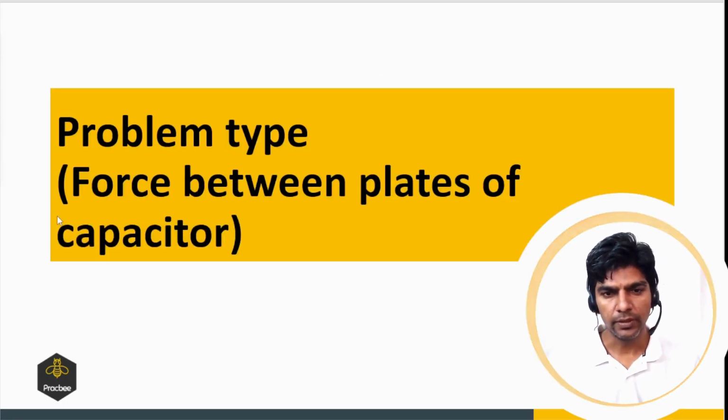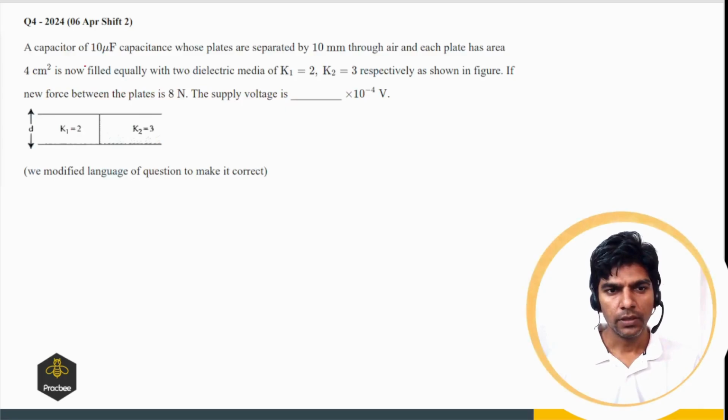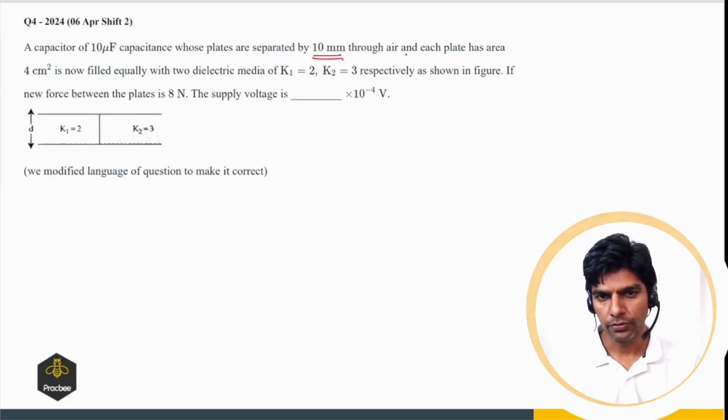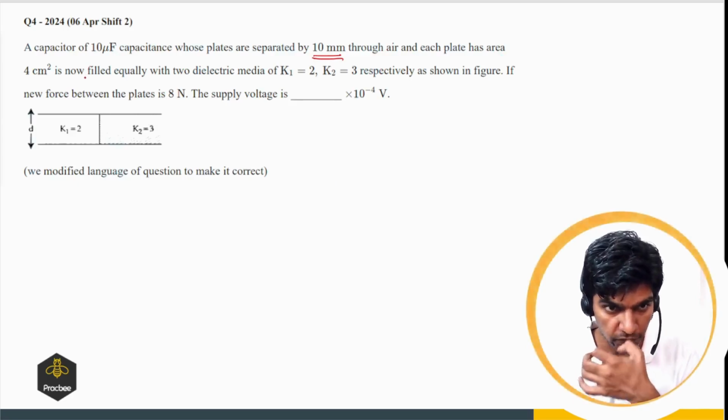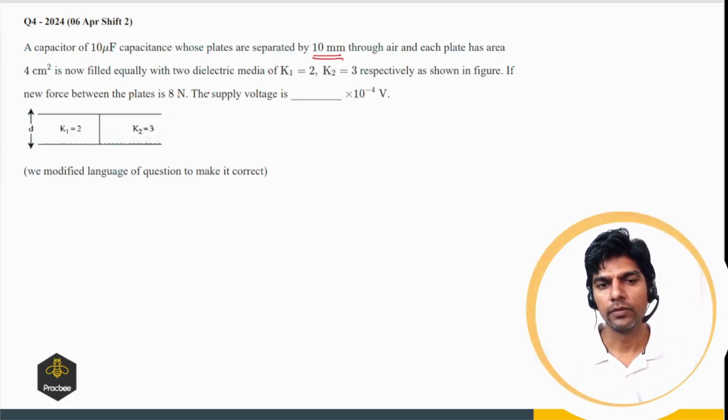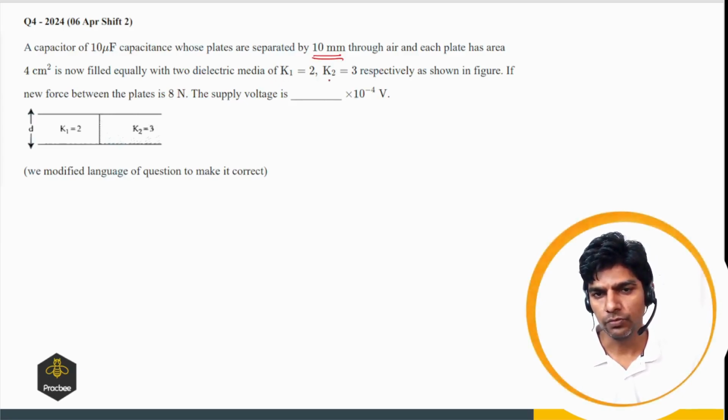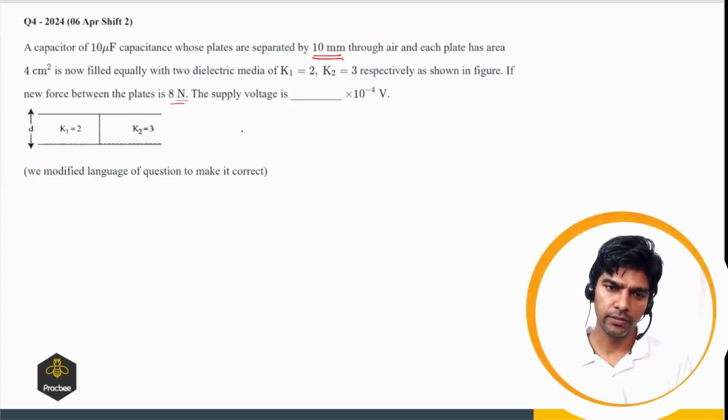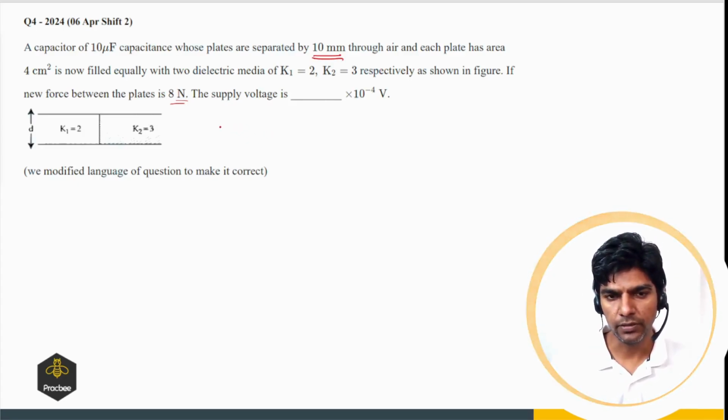Now let us see the next problem type, and it is based on the force between plates of the capacitor. A capacitor of 10 microfarad capacitance whose plates are separated by 10 millimeters through air, and each plate has an area of 4 square centimeter, is now filled equally with two dielectric media. K1 is 2, K2 is 3 respectively as shown in the figure. If now the new force between the plates is 8 Newton, the supply voltage is, so we have to find the supply voltage, and if we want to find the force between the plates, the formula will be given as Q square by 2A epsilon naught, where Q is the charge on the plates.